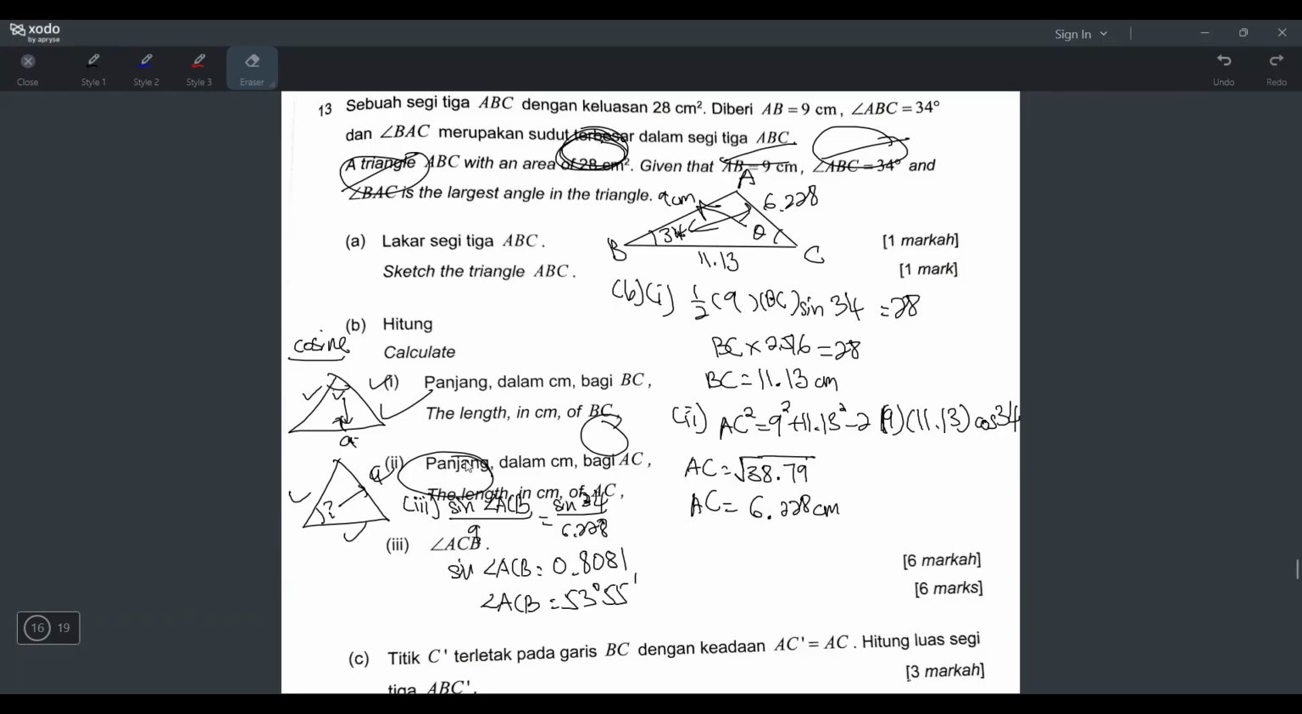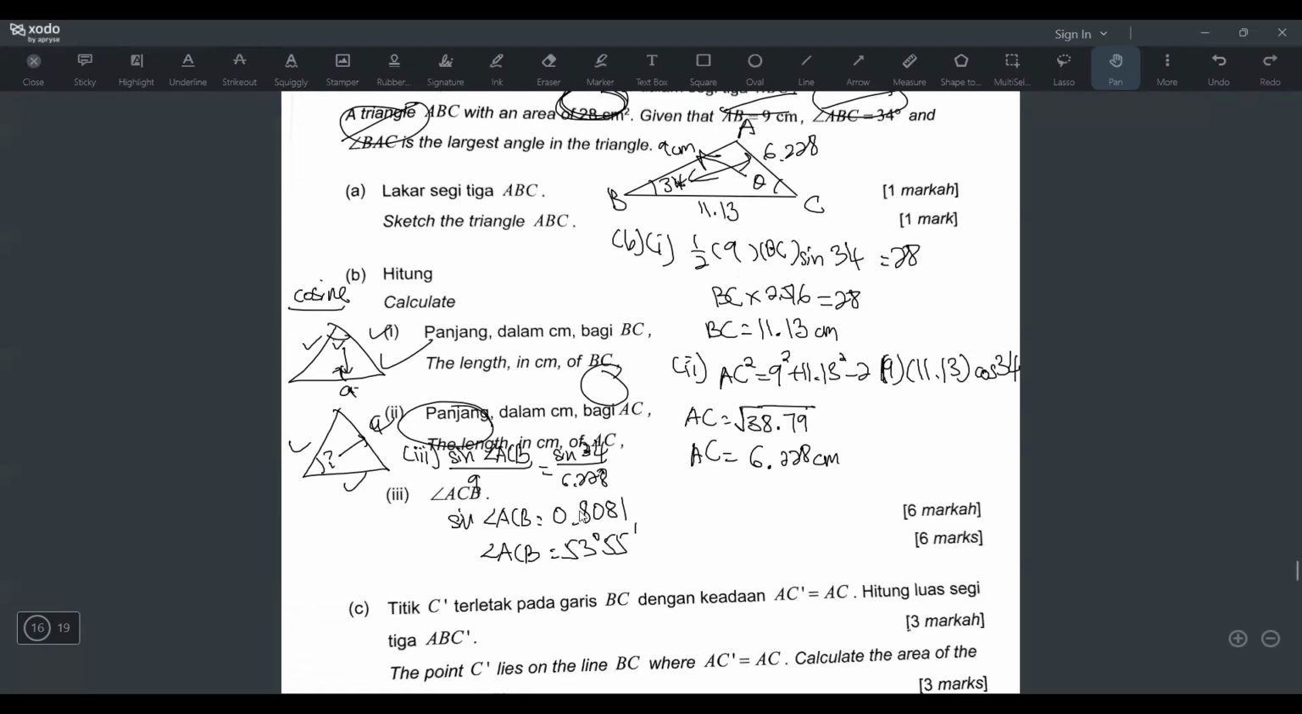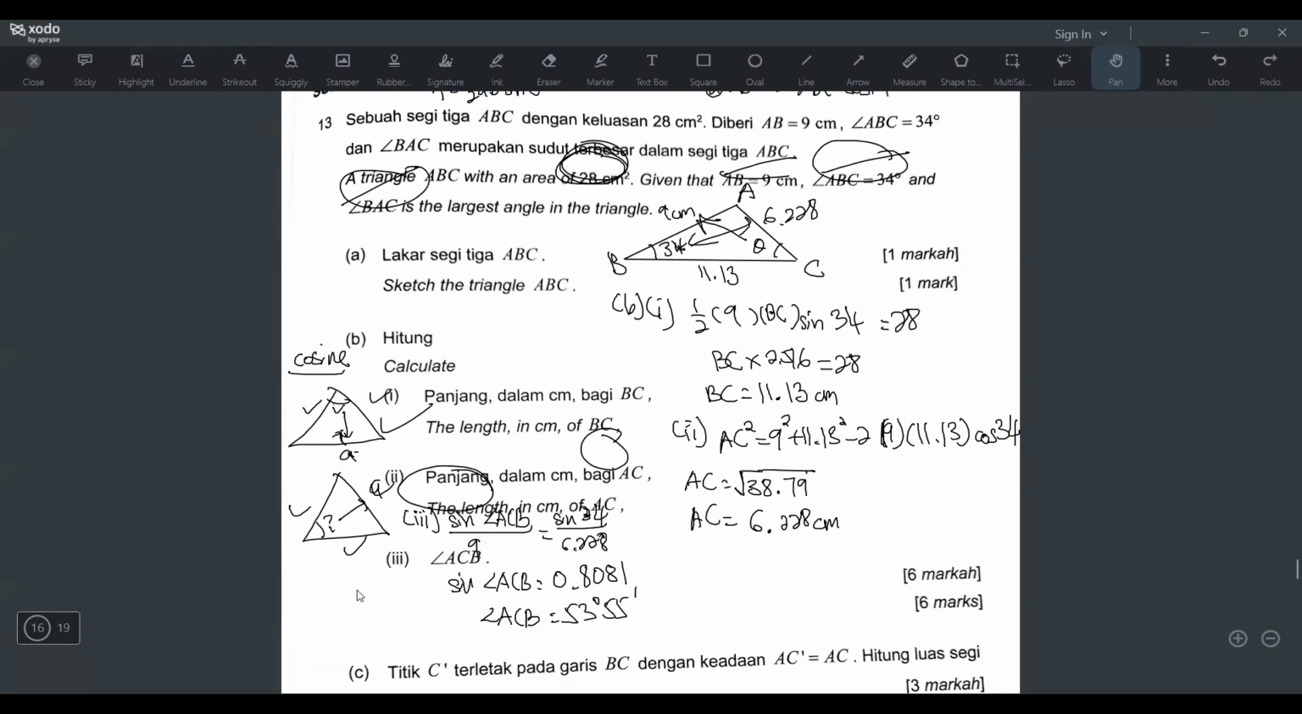Okay, just remember when you tekan shift sine, sebenarnya ada dua jawapan, right? And which answer you take depends on whether your angle is acute angle or obtuse angle lah. You have to tengok the soalan lah. And for this soalan, the angle ACB memang acute angle. So that's why this is the answer. But make sure you check in the exam. A lot of students will forget to check this.